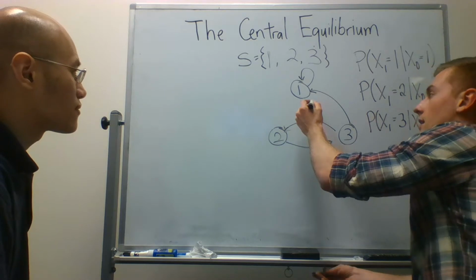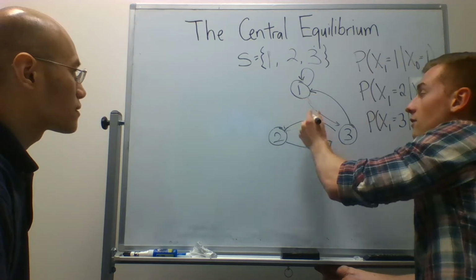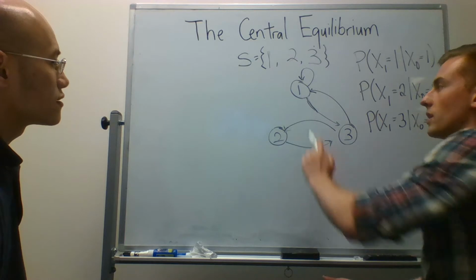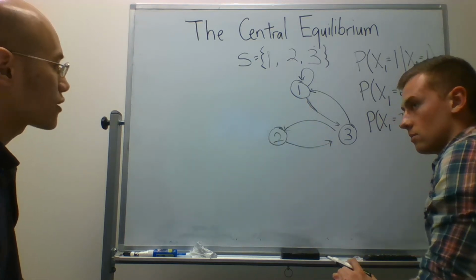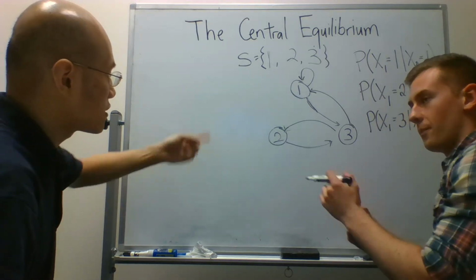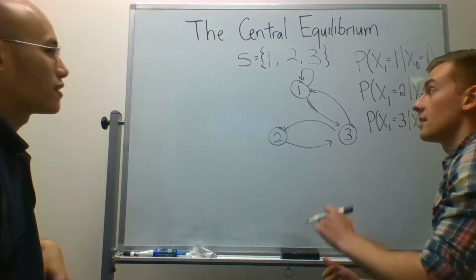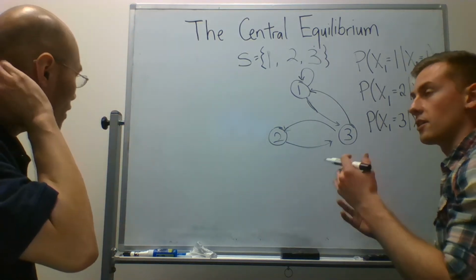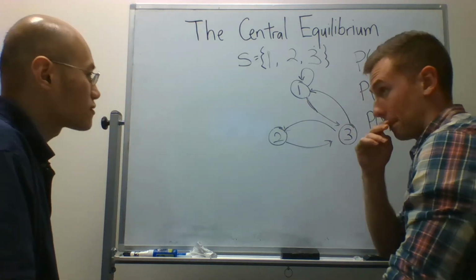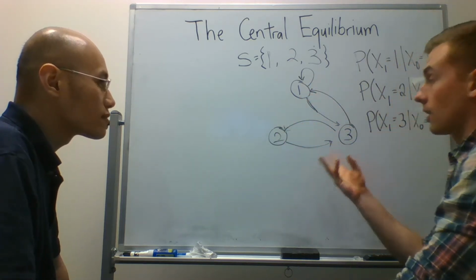However, if there's a way for me to get back to 2, even if it's not directly, then we say 1 communicates with 2. So communication requires a transition from one to the other, and also in the reverse direction. It doesn't need to be in one step. It can be in n steps, but as long as there's a positive probability of going back, we say the 2 communicate.